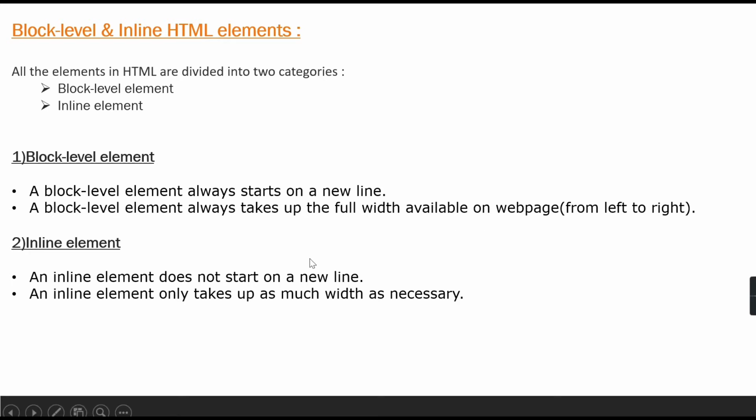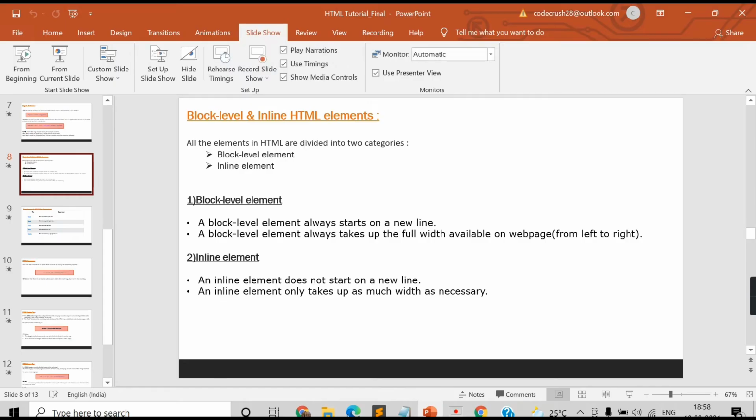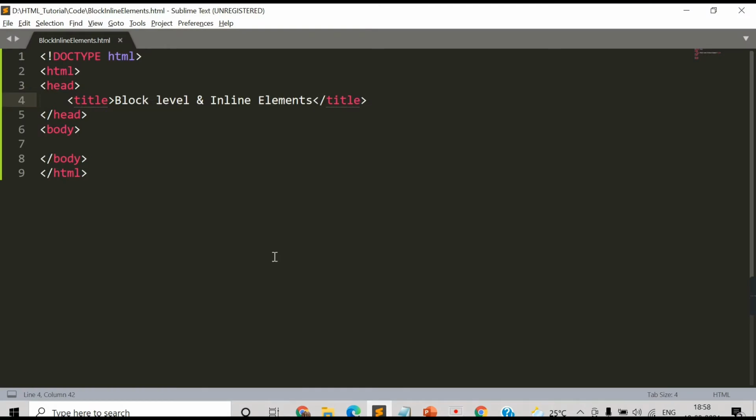So let's understand this theory with code, so we will get a proper idea how block level elements start on a new line and how inline elements do not start on a new line. So let's go to our Sublime Text Editor. This is our HTML template. Here I have already provided the title, block level and inline elements. So let's start with the tags. Let's first check the block level elements.